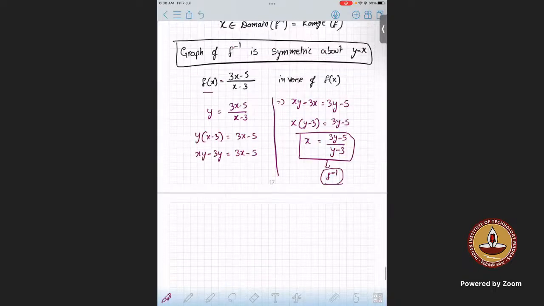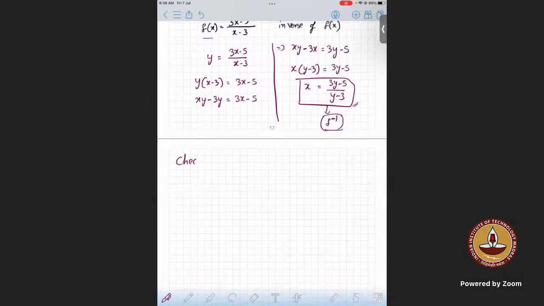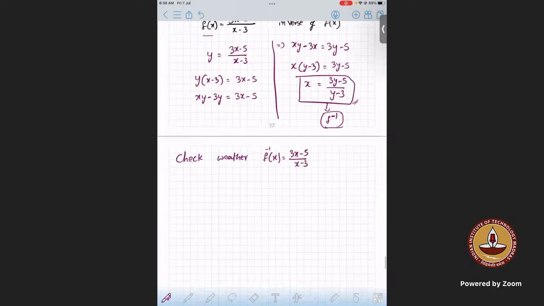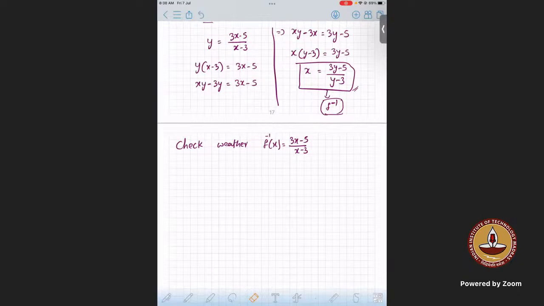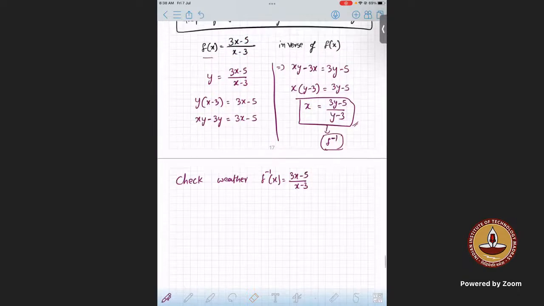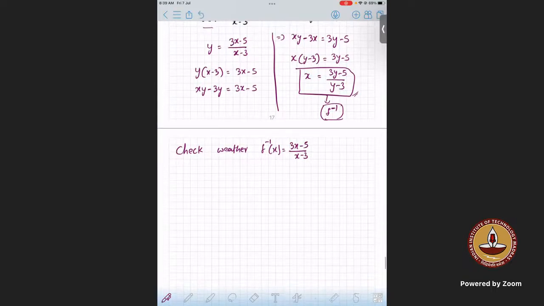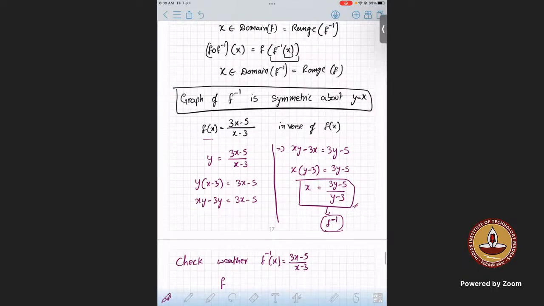Now, how can you check whether this inverse is correct or not? Substitute: check whether f of f inverse of x is equal to x, where f of x is 3x minus 5 by x minus 3. How will you check? You substitute the expression for y in terms of x and see if it equals x in the end. We are doing the same procedure in reverse.